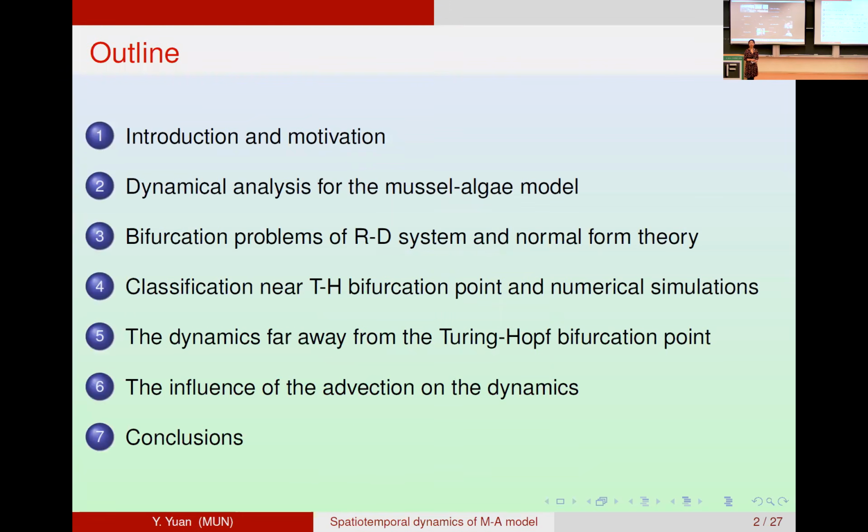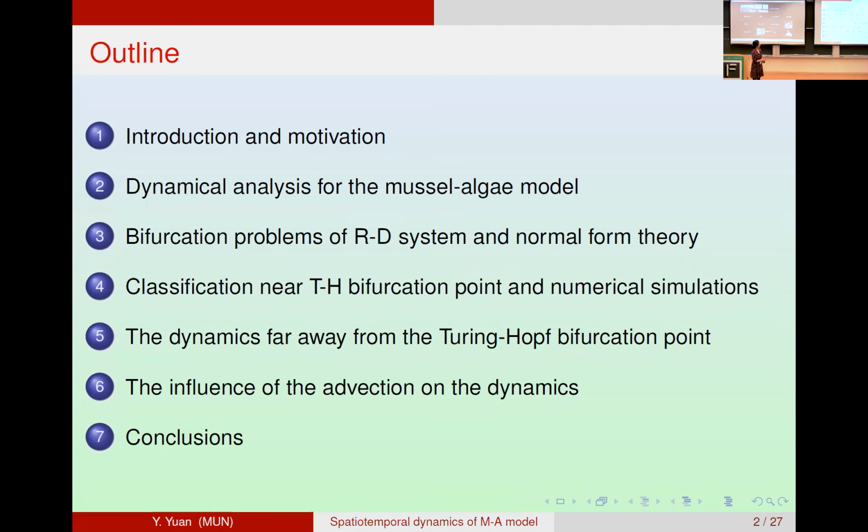So here's an outline. After the introduction and motivation, we'll talk about the dynamical analysis for the Mussel and Algae model. Our focus is on the Turing-Hopf bifurcation analysis. Before that, we'll go through a quick review of the bifurcation problem of reaction diffusion systems and the normal form theory. Actually, in this morning's talk, some speakers talked about bifurcation, right? I know there are lots of experts here.